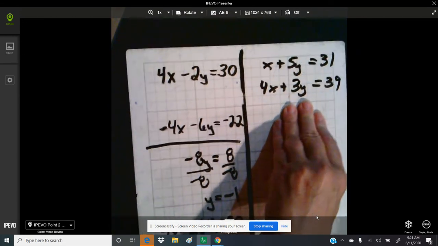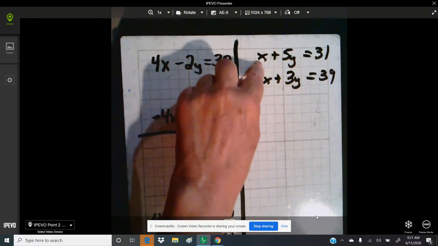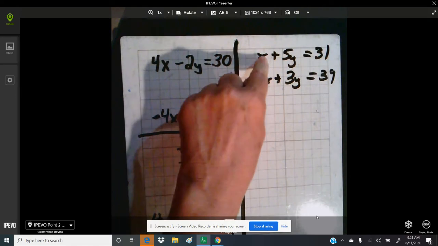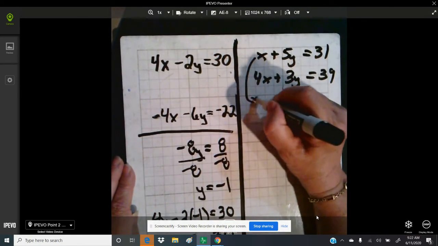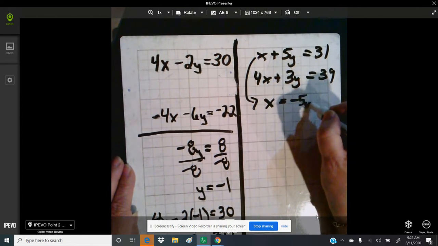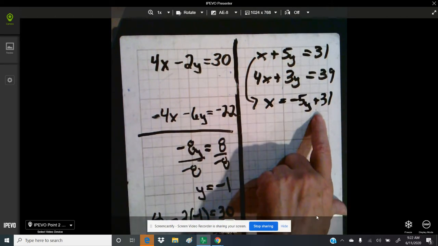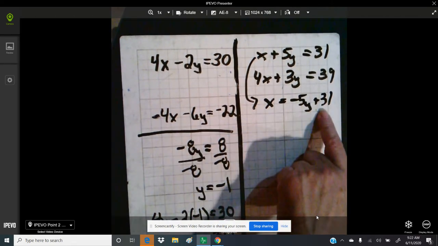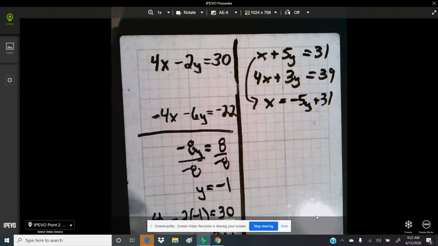Let's take a look now at what I would do for substitution. So in substitution, since this has a leading coefficient of 1, I'm going to solve this equation for x. So I'm going to have x equals -5y plus 31. Now I have an expression for x. So I'm going to take this expression and substitute it into this equation everywhere I see x.